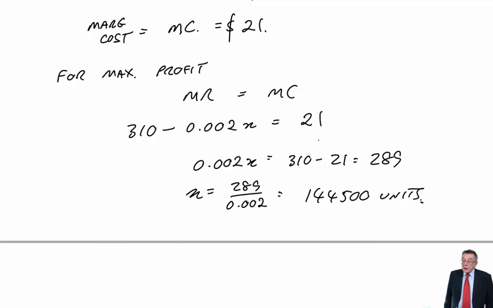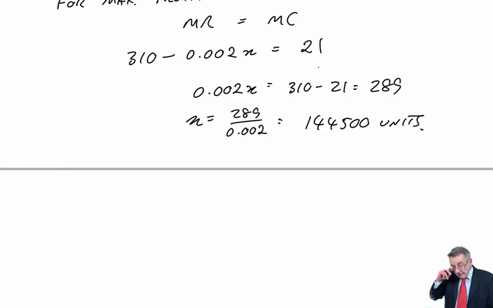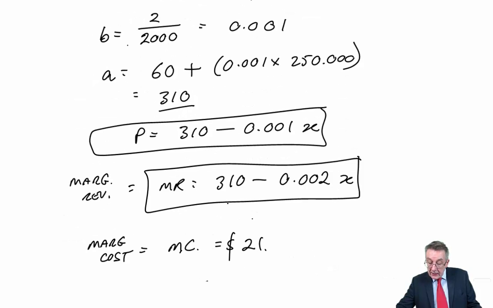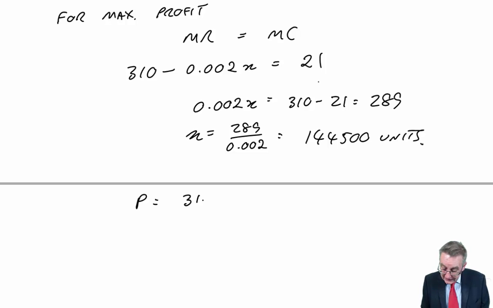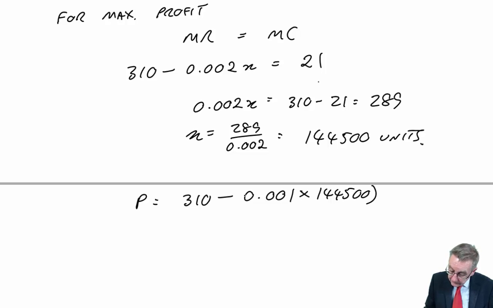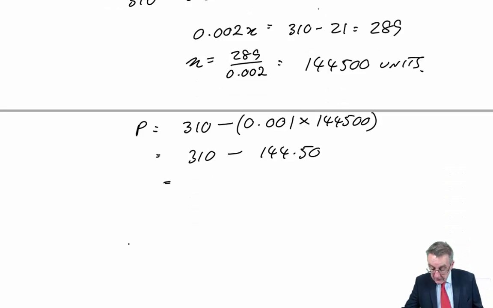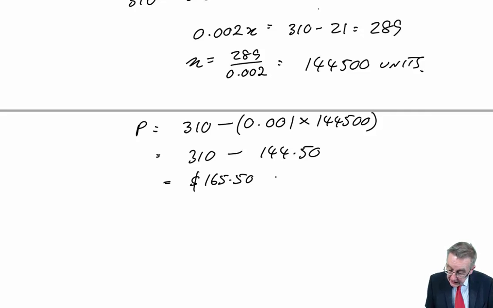We're not there yet, remember, because although I know how many units we need to sell, we are actually asked for the selling price per unit. And so to get the selling price, we need to go back to the price-demand equation we had earlier. The price per unit is 310 minus 0.001 times the demand. Well, we've worked out the demand will be 144,500. Therefore, it'll be 310 minus 0.001 times 144,500, which is 144.50, which gives 165.50 per unit.